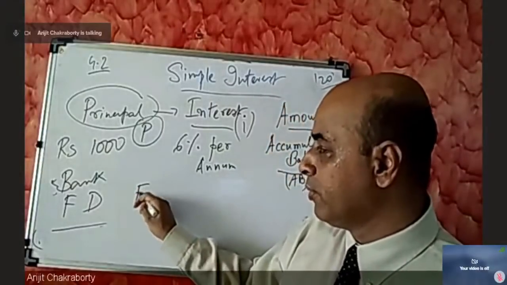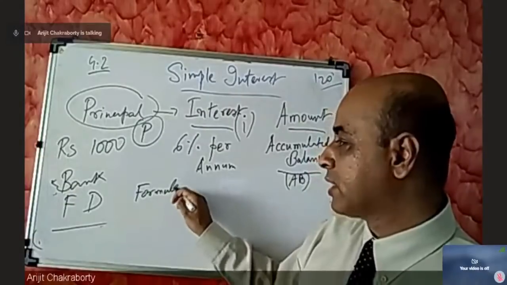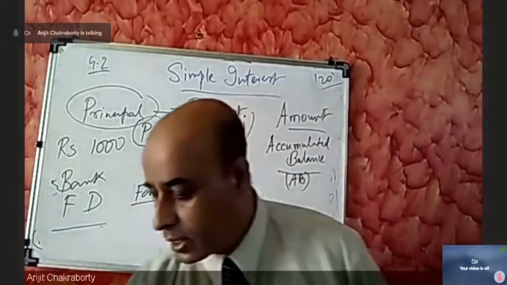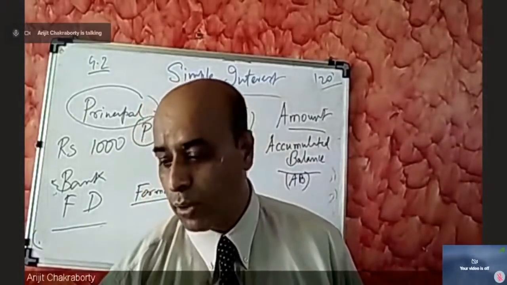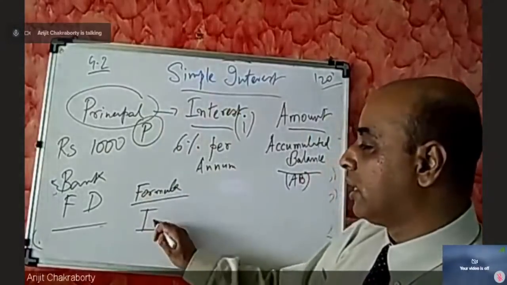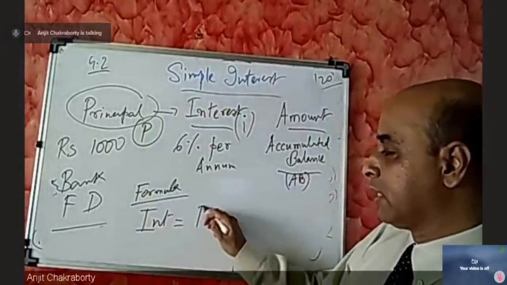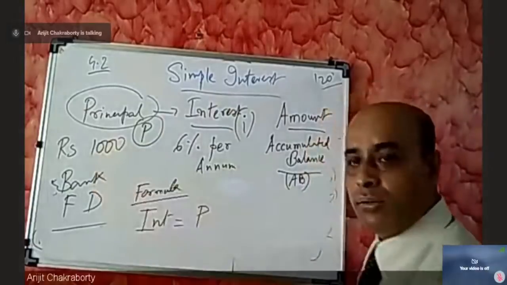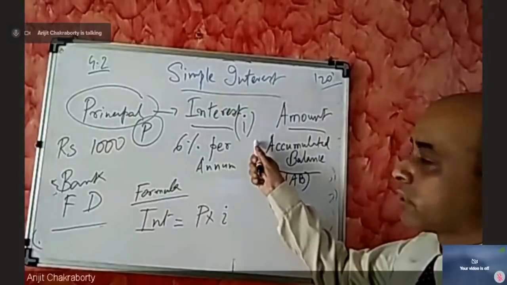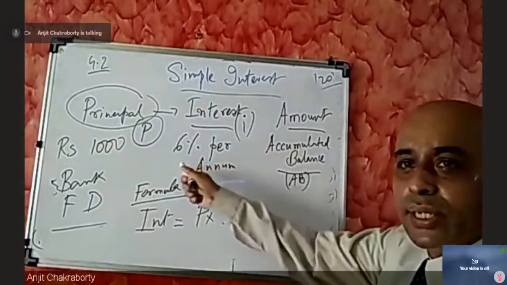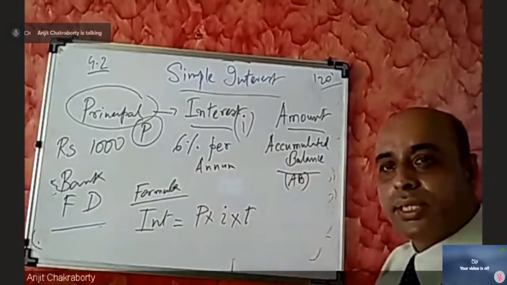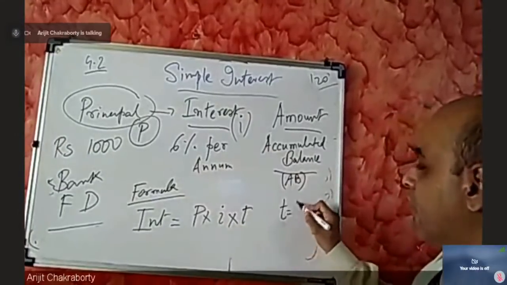The formula. Please write it down. It is given in the study material also, as I said, page number 4.2, 4.3 we are doing. So the formula is the interest which I will earn is equal to the principal amount multiplied by the interest rate. Interest rate I, in this case it is 6%, multiplied by the time t. T is the time.